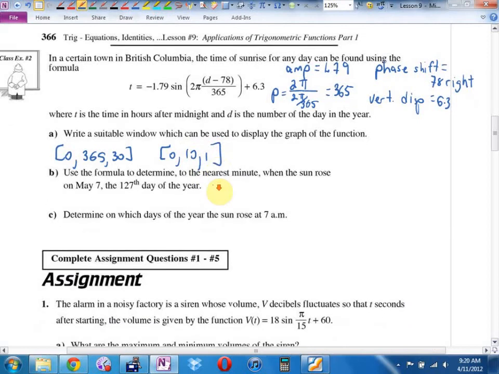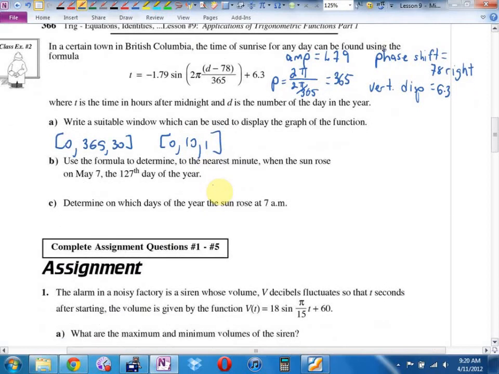Now, this says use the formula to determine to the nearest minute when the sun rose on May 7th, the 127th day of the year. What are they asking me to find in this question? I agree with you. They're asking me to find time. They're asking me to find a Y value. You know what that means? They must have given us an X value. What was the X value? Where D is the what? Read that little phrase to me.